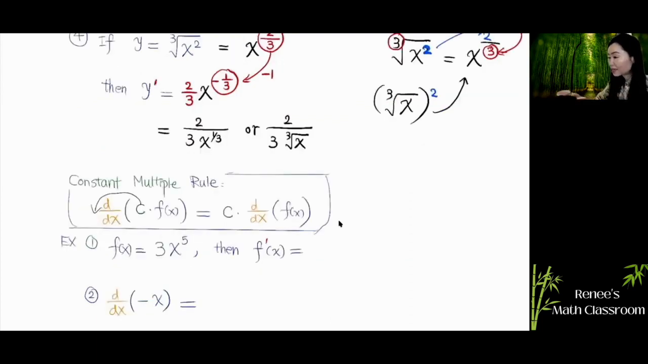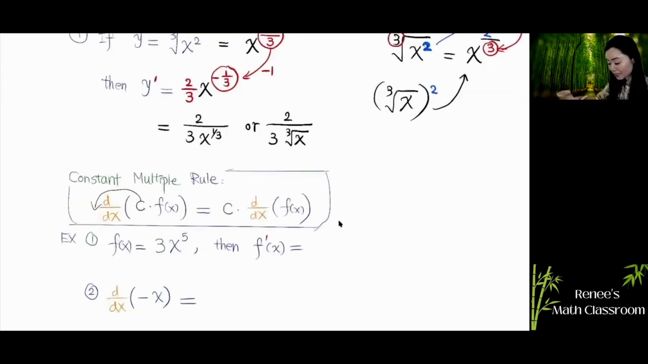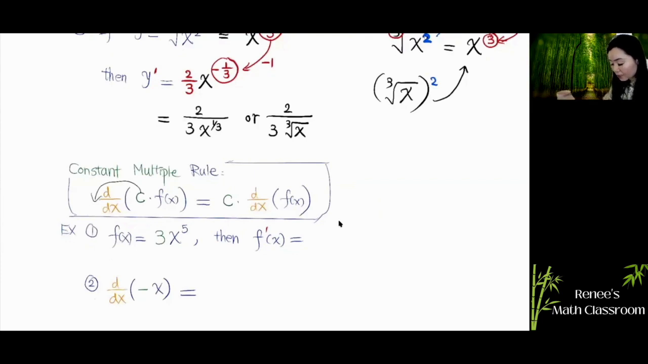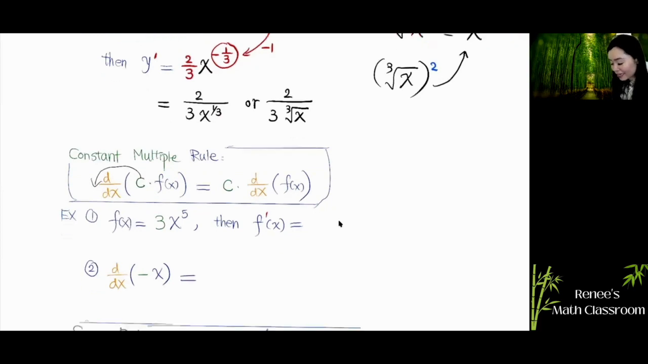So that's the power rule. Now we're going to talk about the constant multiple rule. When you differentiate a constant times a differentiable function, what happens is you can bring this constant in front of the derivative. So that will be this constant multiplied with the derivative of the function.